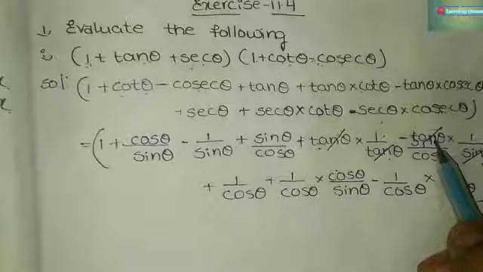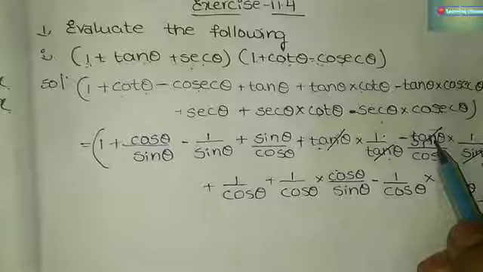Now let us put a bracket here. 1 by sin theta minus 1 cos theta, and here cos theta cancelled. So now I am writing 1 plus cos theta by sin theta minus 1 by sin theta plus sin theta by cos theta plus 1 minus 1 by cos theta into 1 is minus 1 by cos theta plus 1 by cos theta.